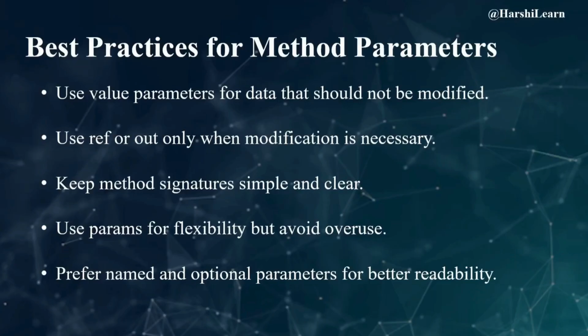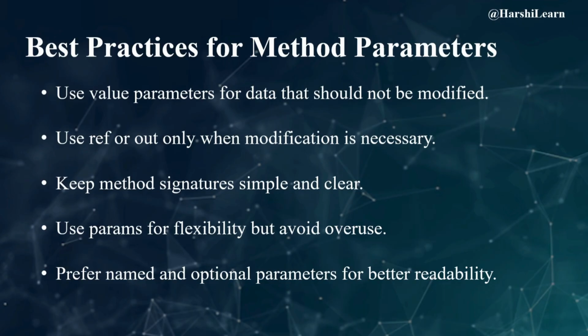Okay, let's talk about the best practices for method parameters in C Sharp. Choosing the right type of parameter can make your code more readable, maintainable, and efficient. So, use value parameters when modification is not needed. By default, method parameters are passed by value, meaning the original data remains unchanged. So, this is the safest and most commonly used approach.